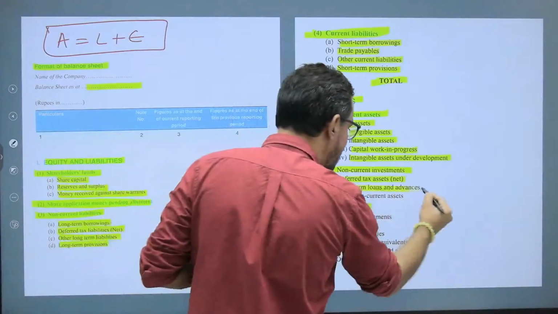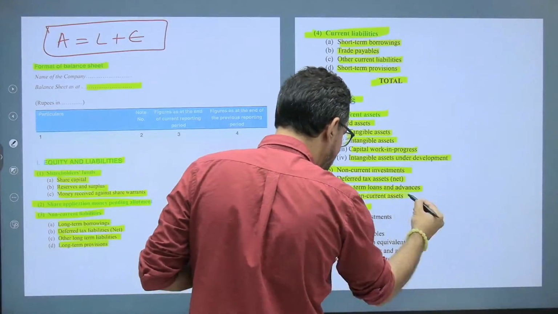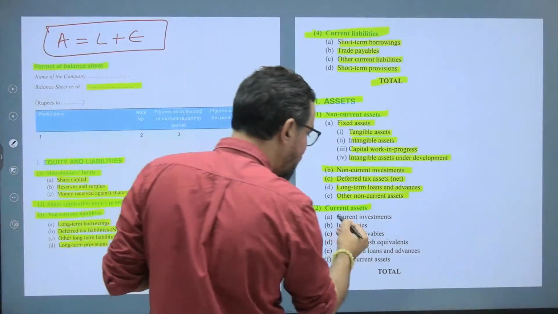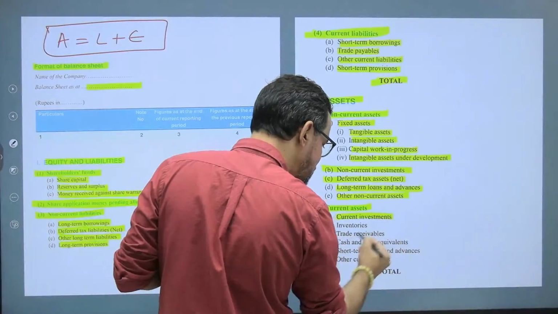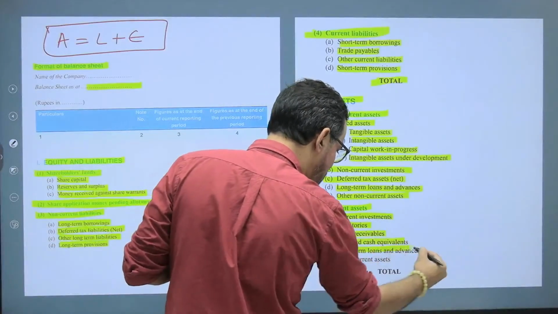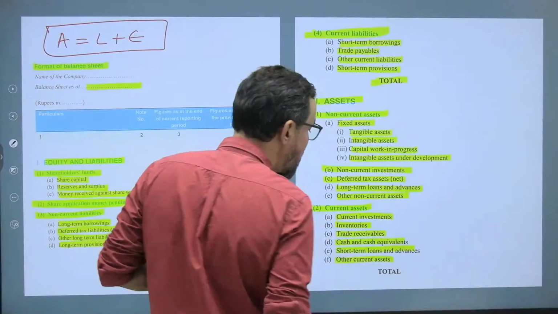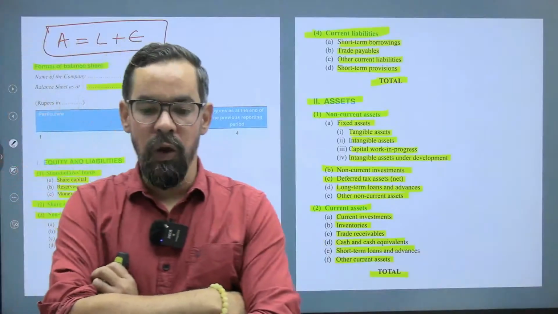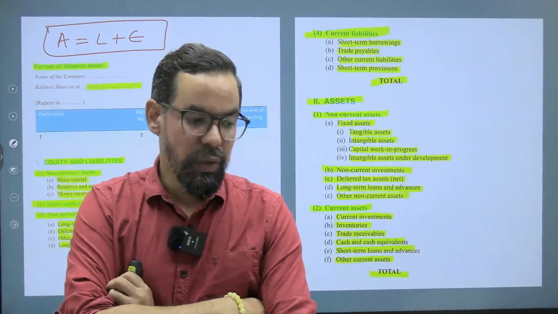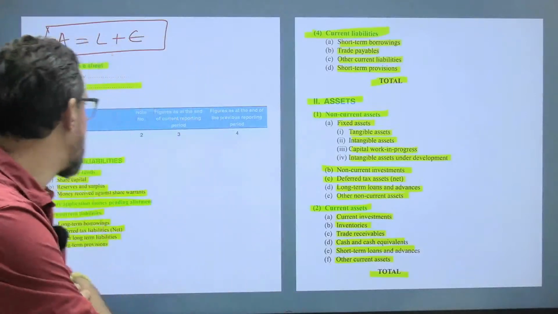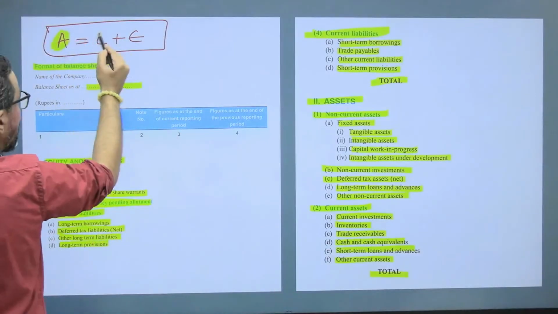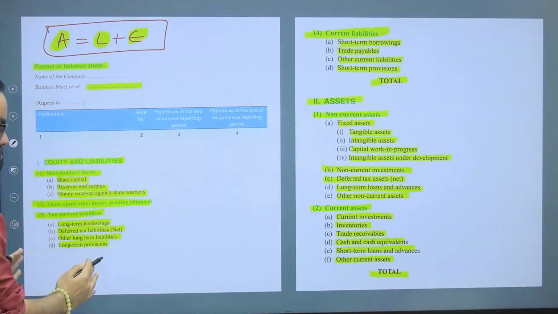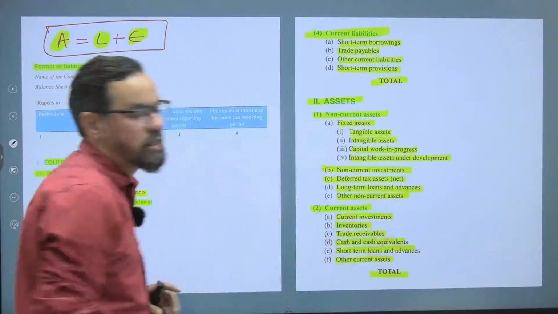Long term loans and advances given to other companies are other non-current assets. Then we have current assets: current investments, inventories, trade receivables, cash and equivalents, short term loans and advances given to others, and other current assets, and this is the total. So the balance sheet is also known as the position statement, and the equation is this: assets are equal to liabilities plus owner's equity. These come under your liabilities plus equity side, and these come under your asset side and all.